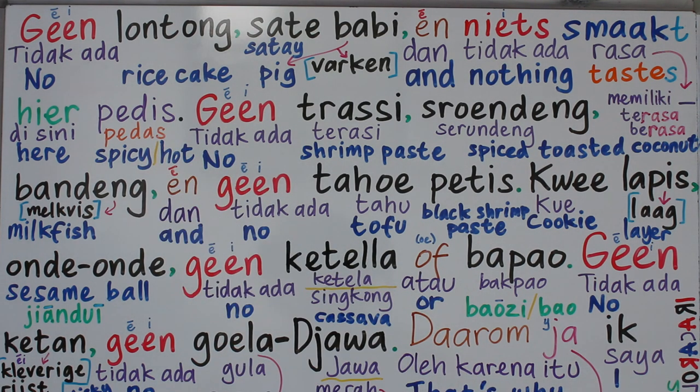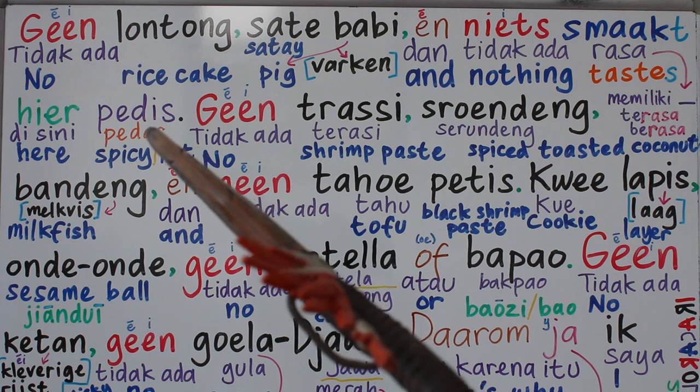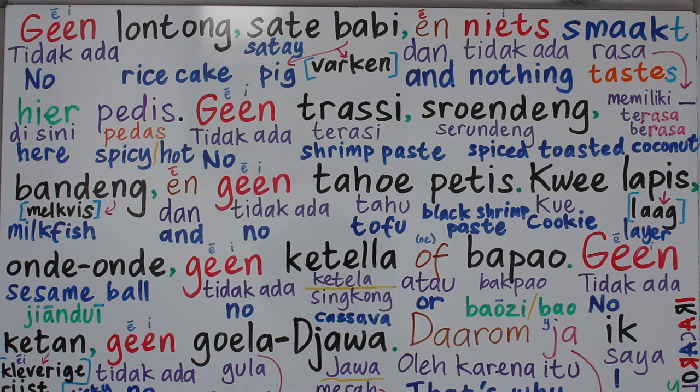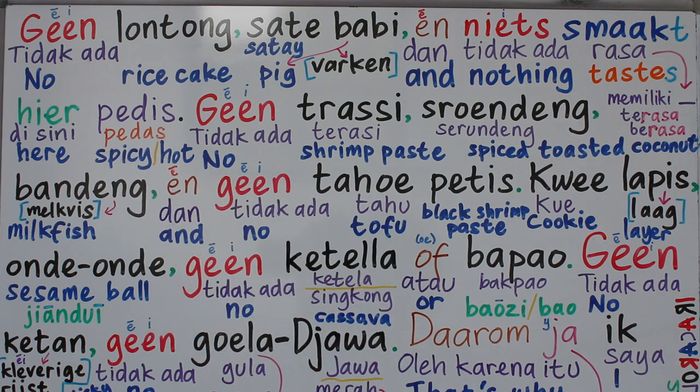And this one, spicy or hot. The Indonesian in Dutch, well, how to pronounce it? The Dutch version of Indonesian is this one. I don't know why this letter becomes E, or in English is I, but in Indonesian it is E, because the Indonesian one is pedas. That's the formal one to write it and to pronounce it.